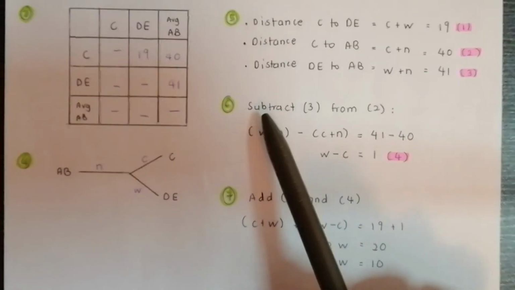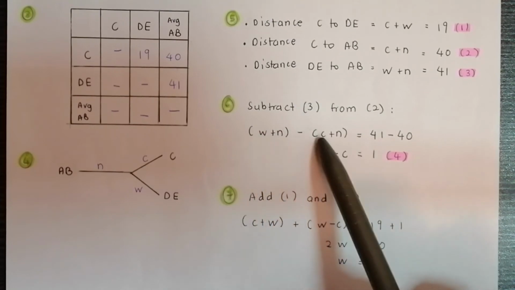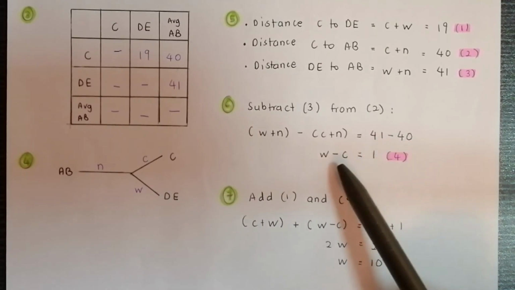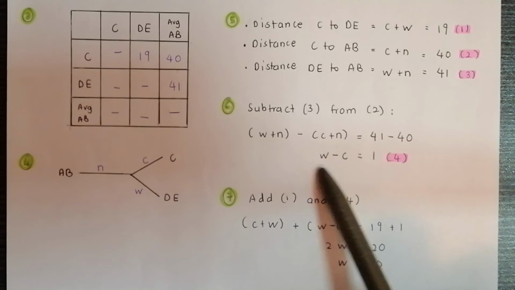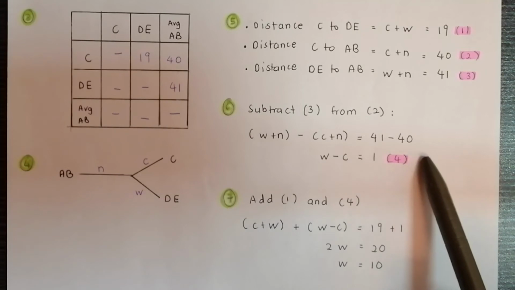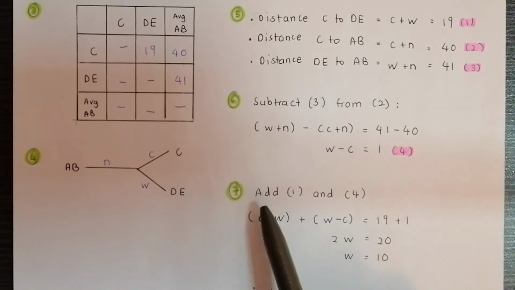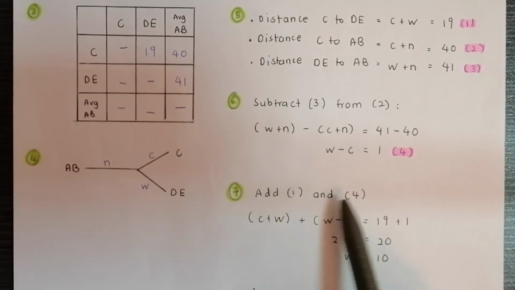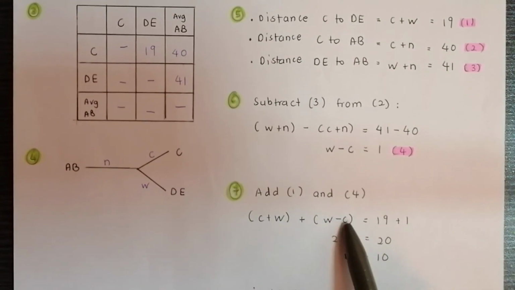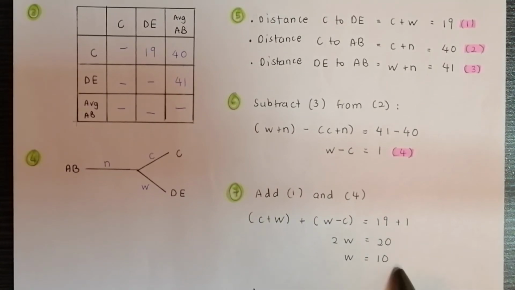Now we have to subtract equation 2 from equation 3. So W plus N minus C plus N equals 41 minus 40. So we will get this equation: W minus C equals 1. This is equation 4. Then we have to add equation 1 and equation 4. So C plus W plus W minus C, that is 19 plus 1 equals 20. So we will get W equals 10.